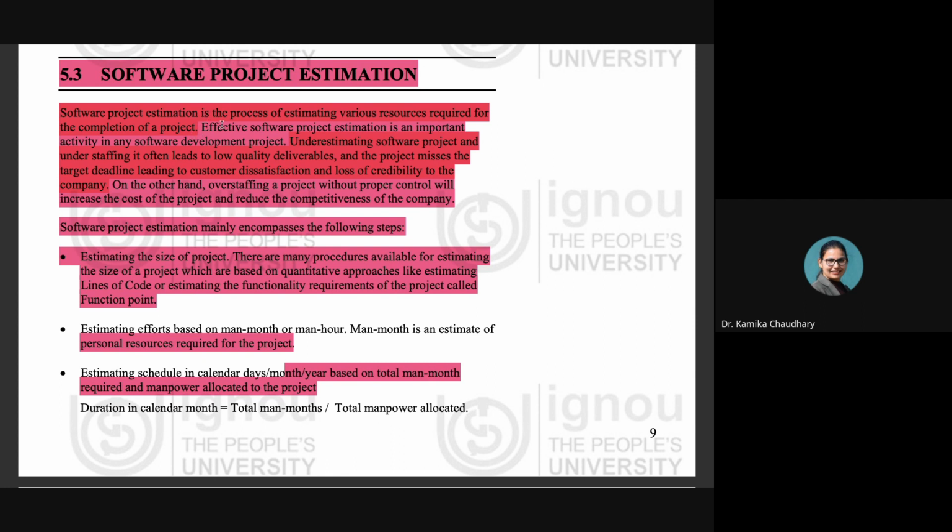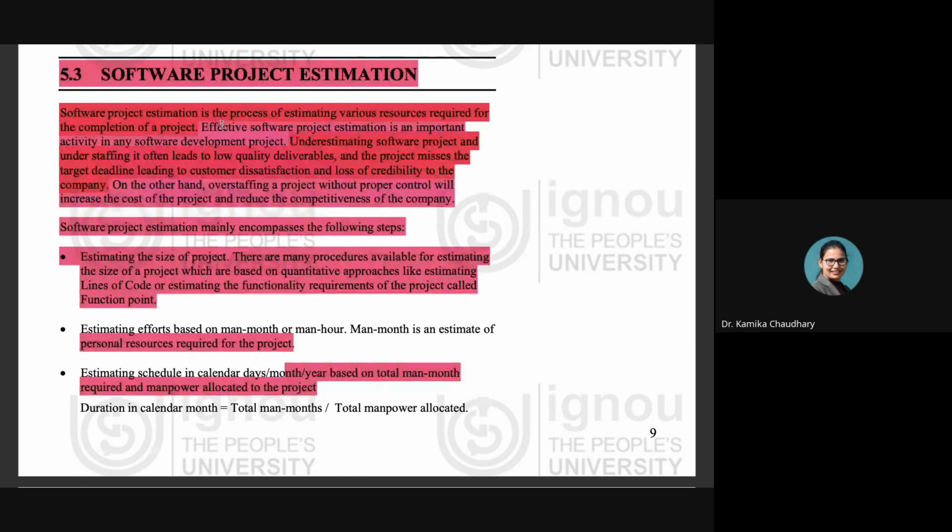So all those things are basically estimates only, right? Similarly, when we want to develop a software project, we need to have an estimation of all the resources that are required for the development of our project, or for the completion of our project, right? Effective software project estimation is always a very, very important activity.